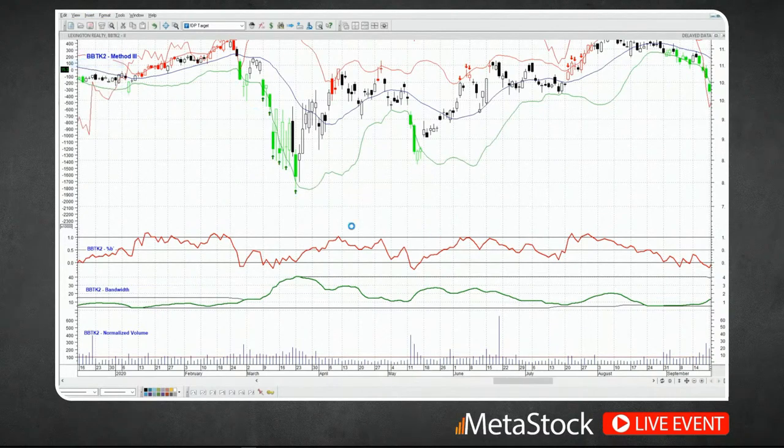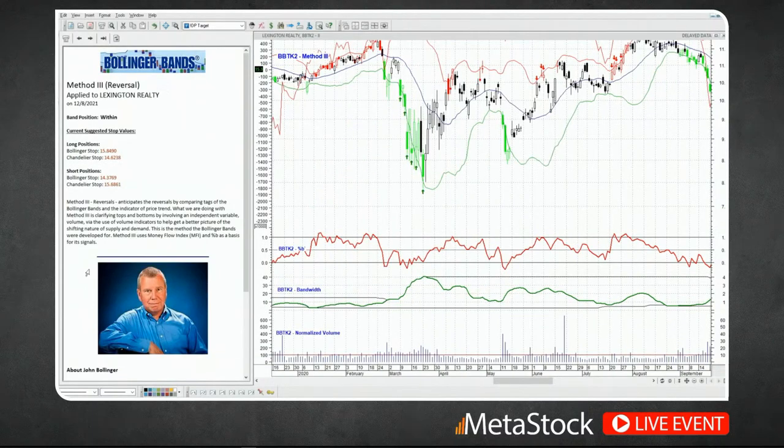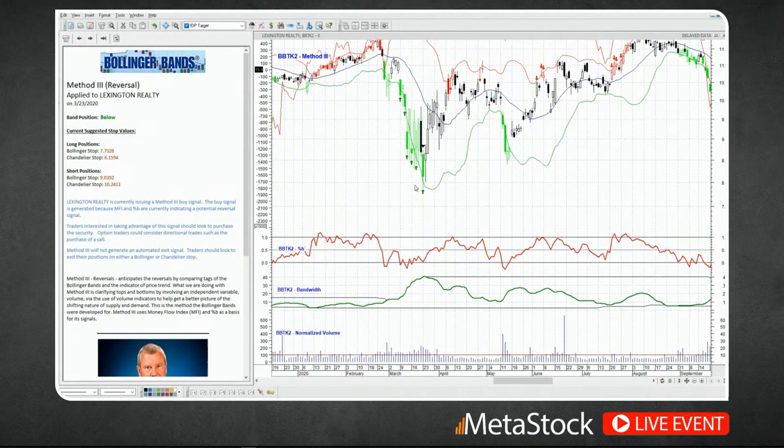If I go to view expert commentary right here, it's going to open up a screen, and that commentary is going to be at the far left side of the screen. I'm going to highlight this bar right here for this method three reversal. And what you'll see here is right now we're below the bands, which is exactly what's happening. If we're in a trade, these would be our suggested stops. If we're in a long position, we could use a Bollinger stop, which would be at 773, or we could use a chandelier stop, which would be at 615.